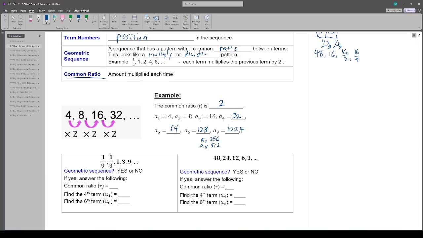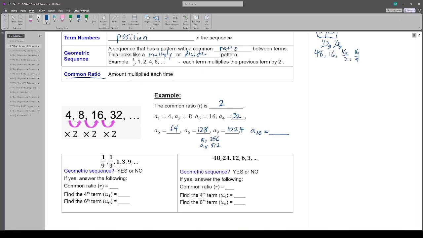So we can just keep multiplying by 2 and extend the pattern. But just like with arithmetic, once we get to bigger numbers, say we wanted A25, that would be a very, very big number, because these grow similar to how you dealt with compound interest last year. These grow at what we call an exponential rate. If I wanted A25, it would be a lot to keep multiplying, multiplying, multiplying. So that's where the explicit formula can help to shrink it down.